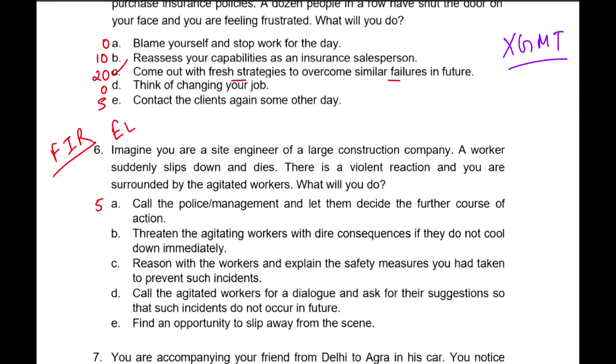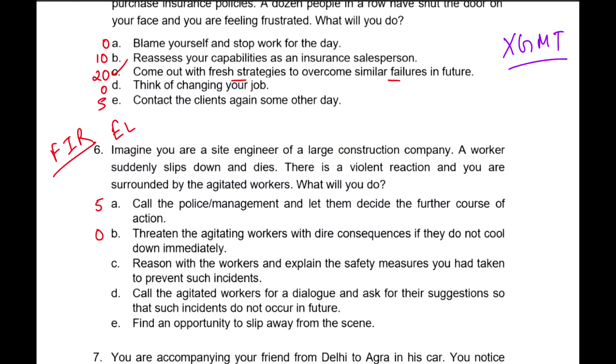Threaten the agitating workers. Never, never, never, never. भाई उनकी क्या गलती है जो उन्हें threaten करने वाले हो आप? बिल्कुल नहीं. Number C. Here in number C we see what? We see a very nice thing. This question is very special because it has two correct answers.